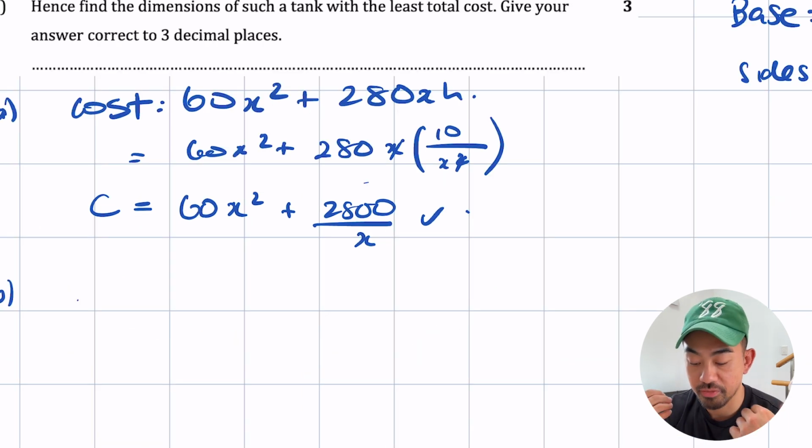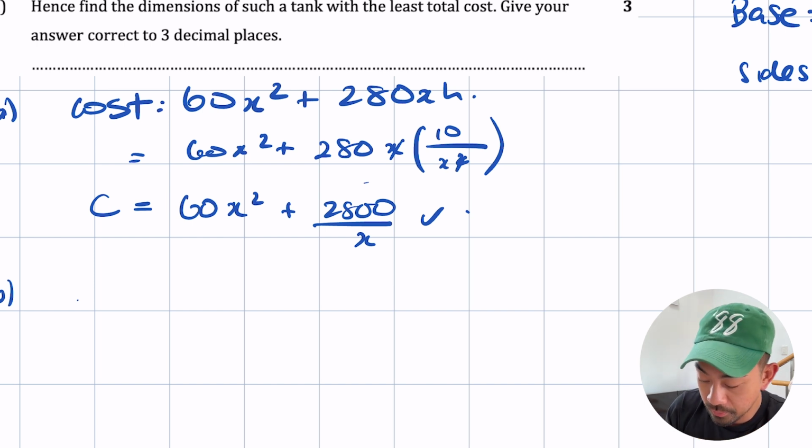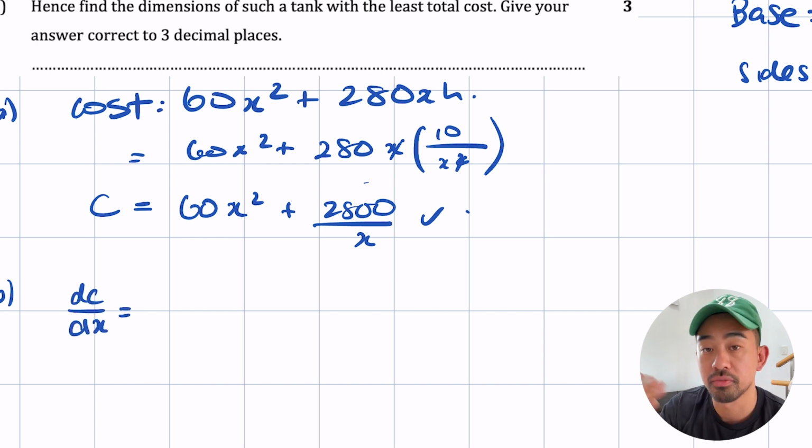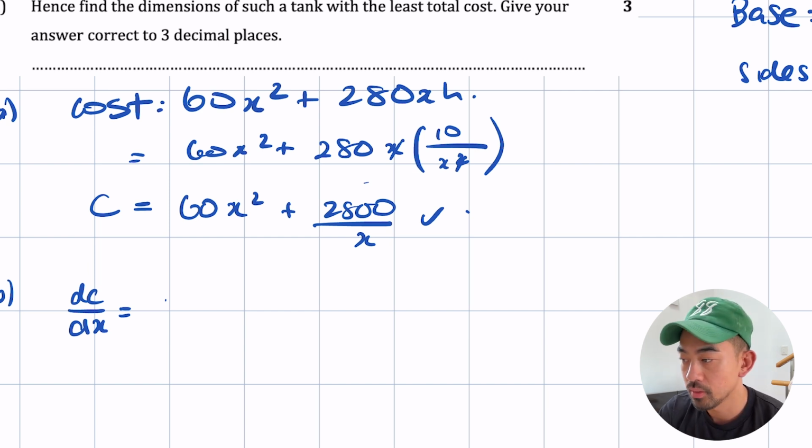So part B says, find the dimensions of the tank with the least cost. Give your answer correct to 3 decimal places. So least cost is obviously we're going to minimize instead of maximize. So what we got to do is we need to find dC/dx, we've got to differentiate, find the value where the stationary point equals 0, and then also prove it's a minimum. Either using the second derivative like the previous question or a table, but we'll get into that.